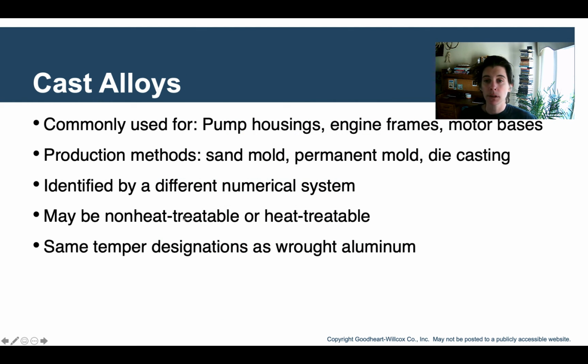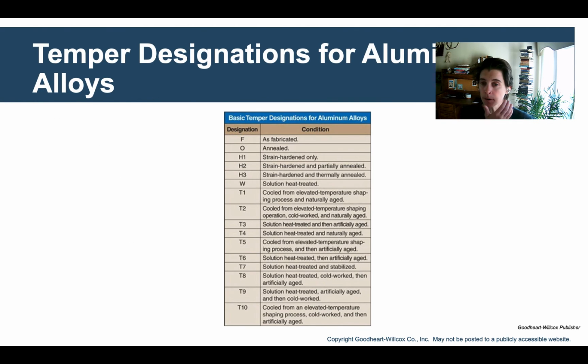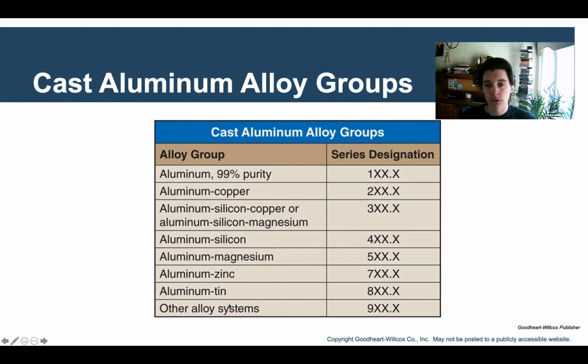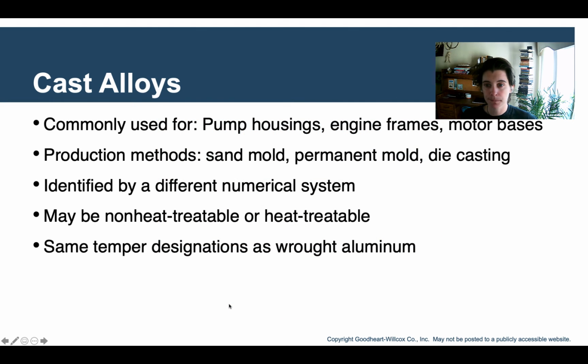Cast alloys are commonly used for pump housings, engine frames, and motor bases, so things like that. You will encounter them. The main production methods are a sand mold, permanent mold, or die casting. They have a different numerical system to identify them, and some of them are heat treatable and some of them are not. They do have the same temper designations as wrought aluminum, these ones here.